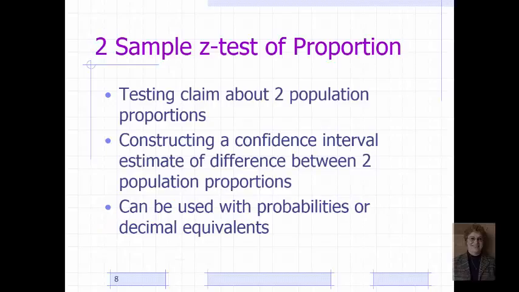So we're going to look at testing a claim about two population proportions. We're going to construct a confidence interval to estimate the differences between them. And when we're talking about proportions, we can talk about them with probabilities, decimal equivalents, we can even use percents, but we need to be consistent.